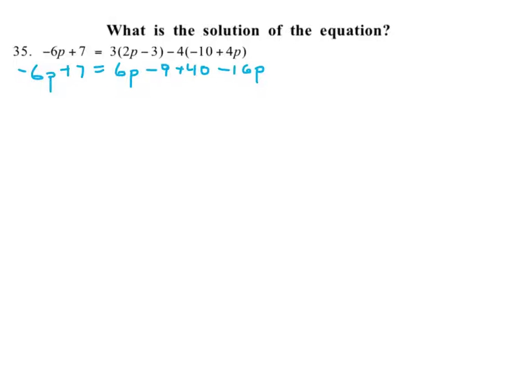And now we've just got to combine like terms first on this side. This 6p and this negative 16p is going to be negative 10p. And this negative 9 plus 40 works out combined to be plus 31. And we've still got this negative 6p plus 7 on this side.